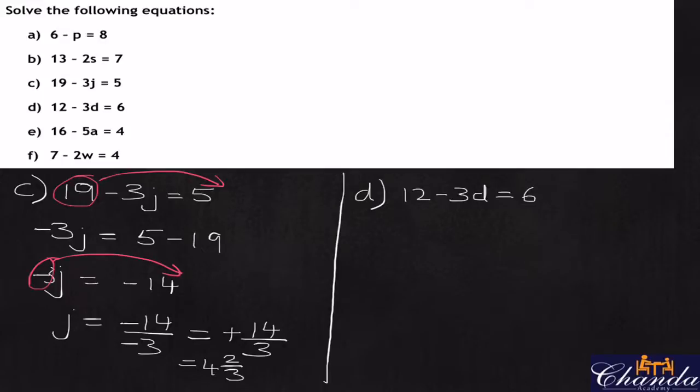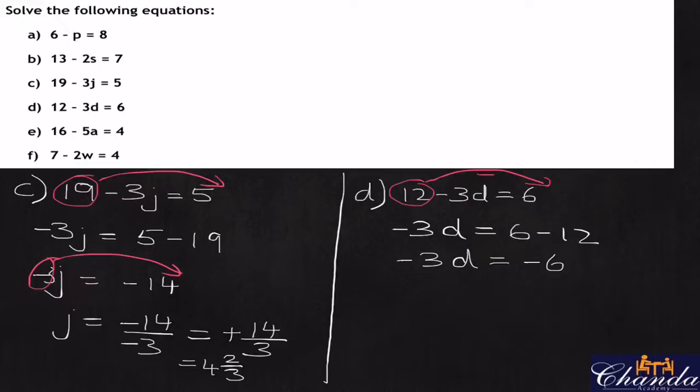All right, now let's move to part D. 12 minus 3d is equal to 6. So let's take the 12 over to the other side as a takeaway. So that makes it into negative 3d on the left-hand side, which is equal to 6 minus 12 on the right-hand side. So negative 3d is equal to negative 6.